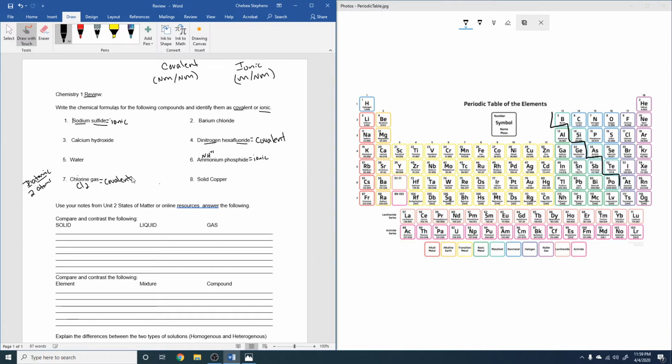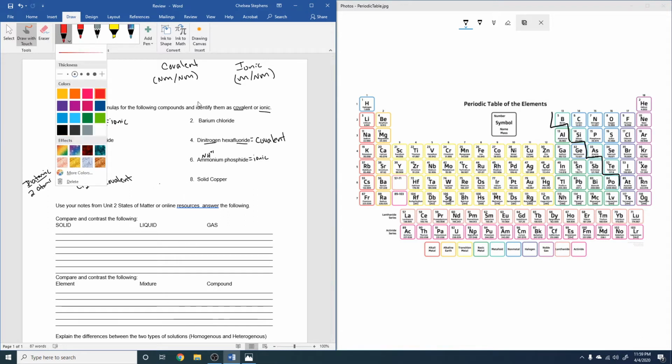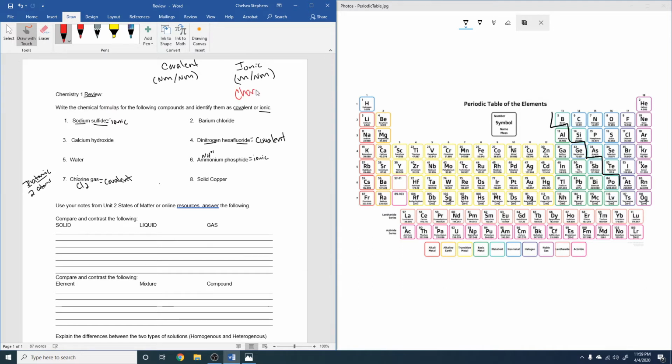Good. Okay. So the reason we need to know whether or not they're ionic or covalent when we first start is so that we know how to name them. So if we're dealing with an ionic compound, we need to use our charges. And if we're dealing with covalent, we need to use prefixes.